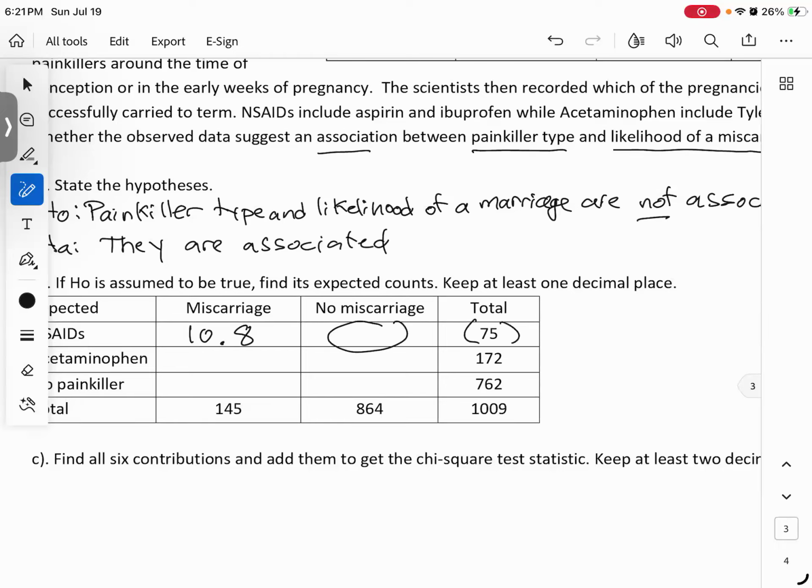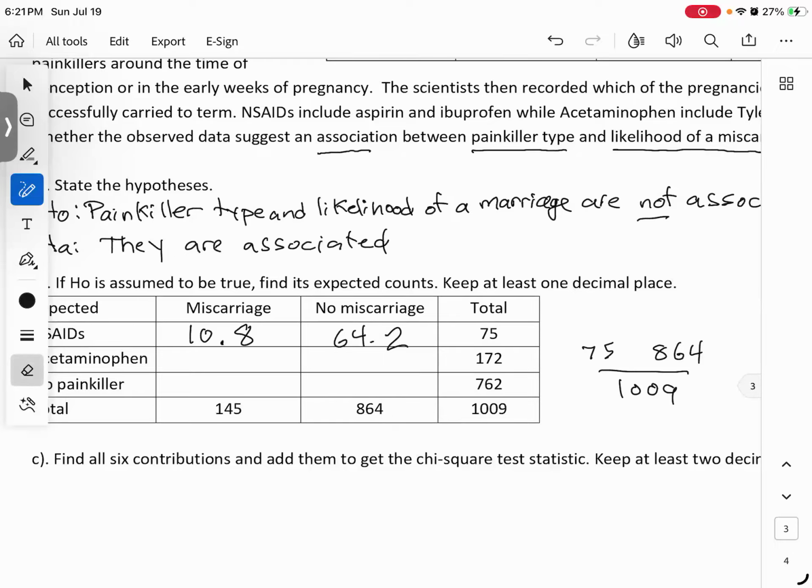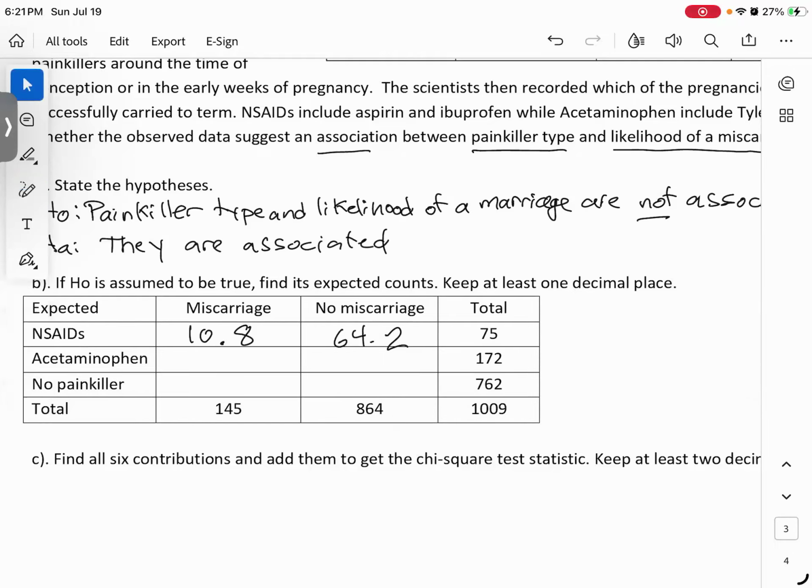So we're going to do that row total 75 times the 864, and then you'll divide by the total, which is the 1009. And again, keep at least one decimal place. It should be that you get 64 point something, and then with one decimal place would land us at 64.2. And then keep going. That's it. It's just repeating the same formula again and again and again.